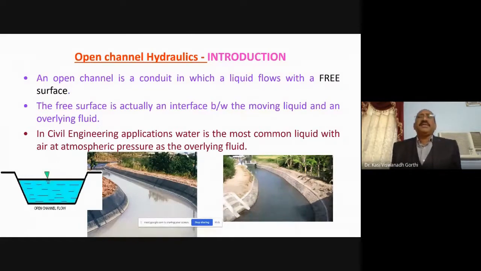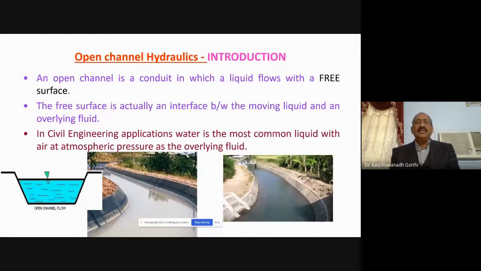To give a brief introduction about the open channel, we have studied pipe flow. A pipe is a closed conduit, and the flow takes place in the pipe under pressure. How is it different from the open channel? Please note that both are conveying systems. Pipe also carries the fluid from one place to another place. The channel also carries the fluid from one place to another place. But there is a difference in the process of conveying this liquid.